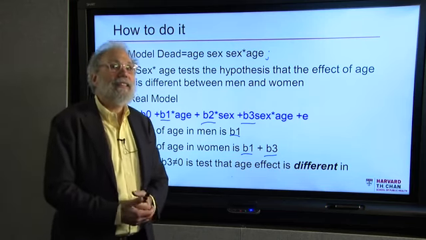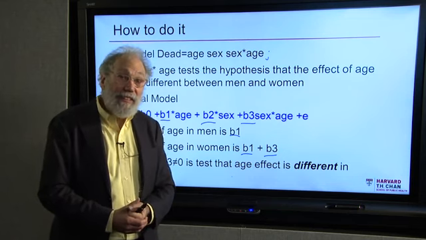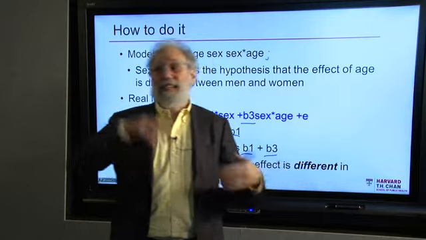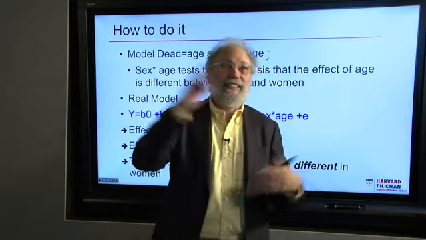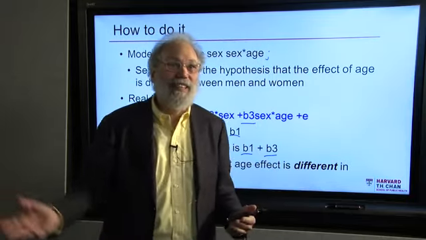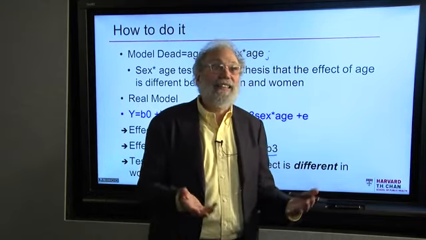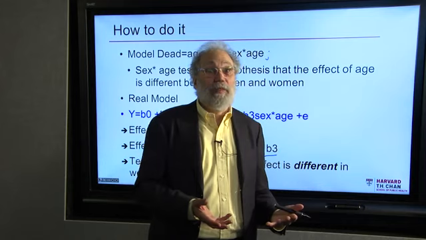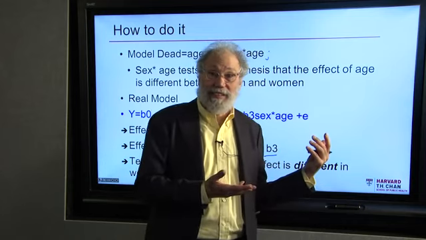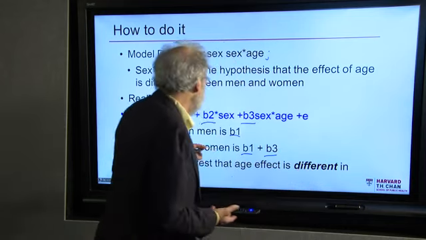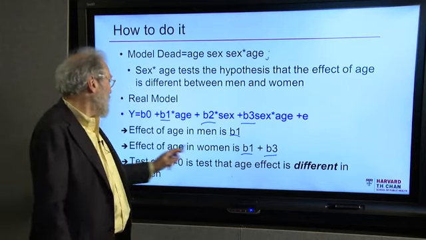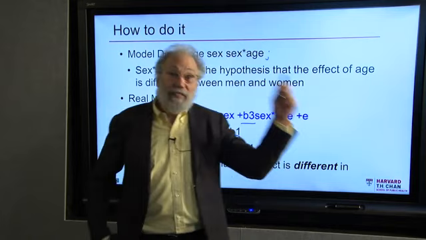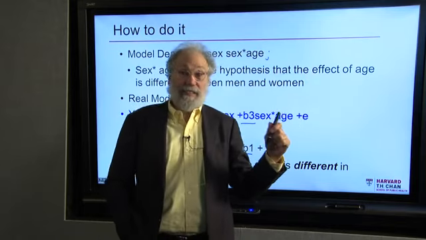Now this has a very nice feature, which is I don't have to square these standard errors and take their sum and take the square root and stuff like that to get a test of whether or not the effect of age is different in men and women in this particular example. Because the effect of age in men is B1 and in women is B1 plus B3, so B3 is the difference.